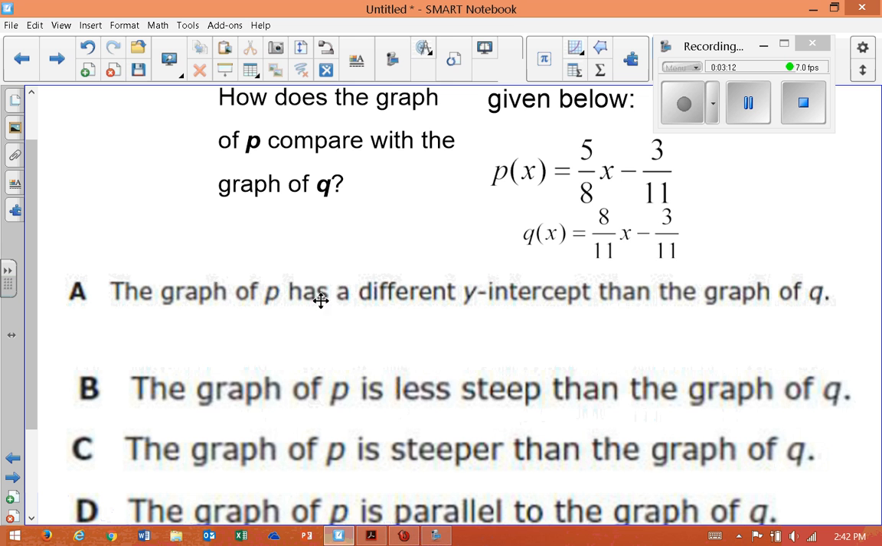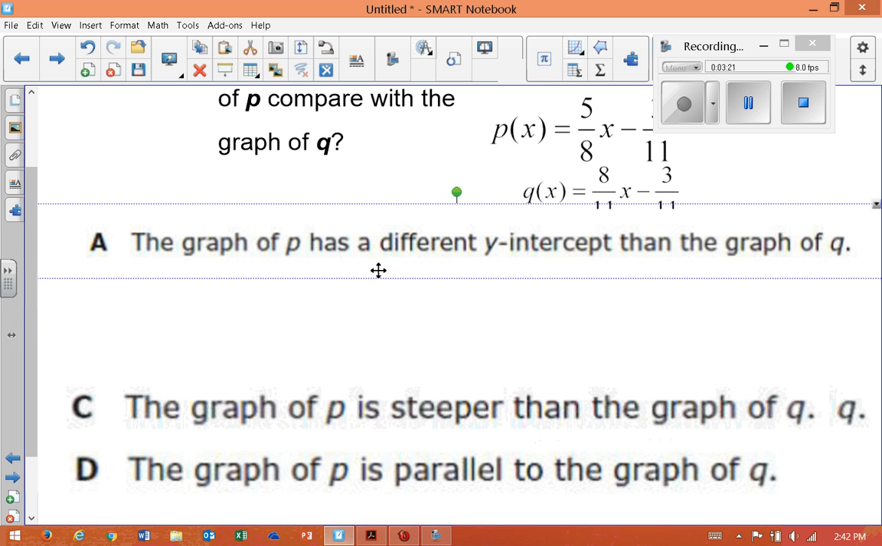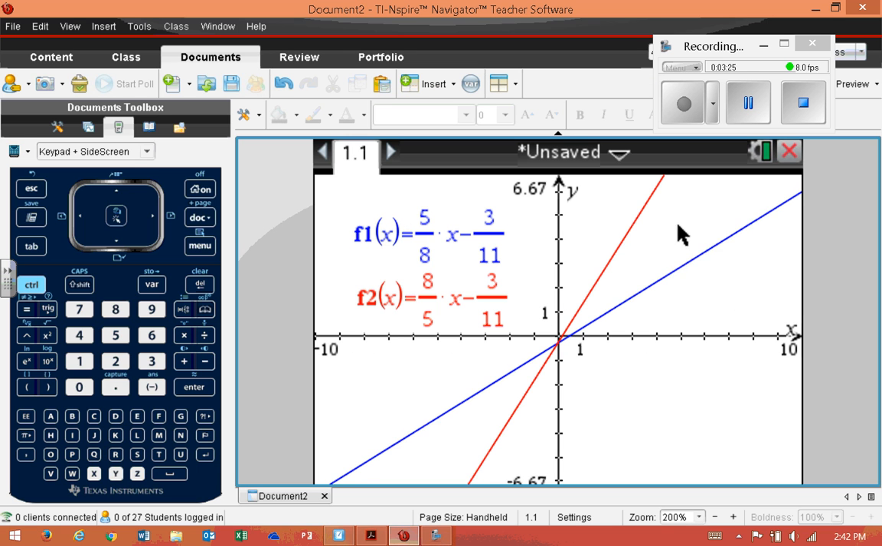The first thing we're going to look at: does the graph of p have a different y-intercept than the graph of q? So let's look. If I go back and look at the graphs, this is P, this is Q. Where do they hit the y-axis? Look at the y-intercept for both of those.